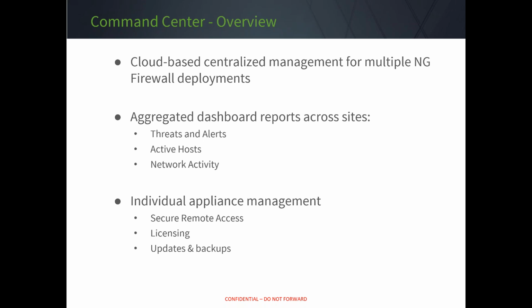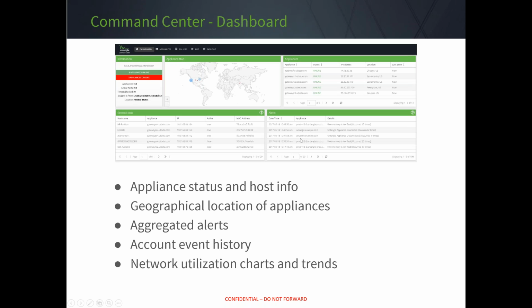So let's talk a little bit about the dashboard. The dashboard gives you a high-level view, as I mentioned, of everything that's going on in your deployments. It gives you information about how many appliances you have online or offline, how many hosts are currently being protected by Untangles, the geographic distribution, and some top-level information about aggregated alerts that are happening on your networks. Furthermore, we added the audit history functionality, which provides information about different things that are happening in your account.